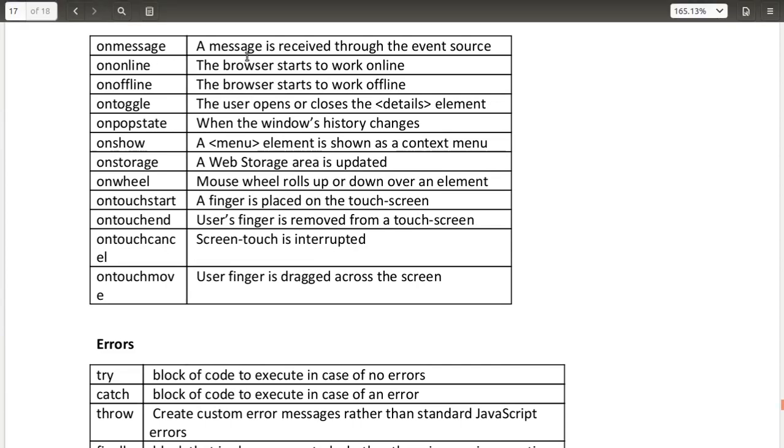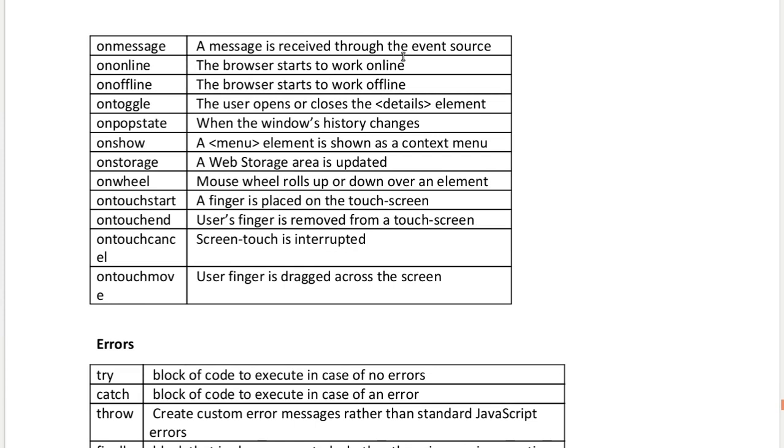On message: a message is received through the event source. On online: the browser starts to work online. On offline: the browser starts to work offline. On toggle: the user opens or closes a details element.